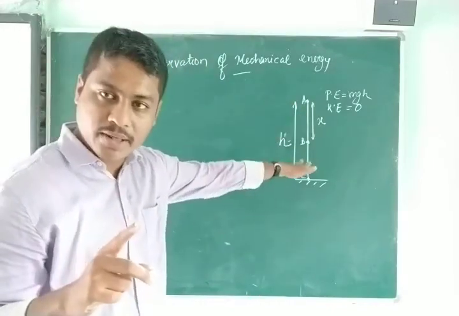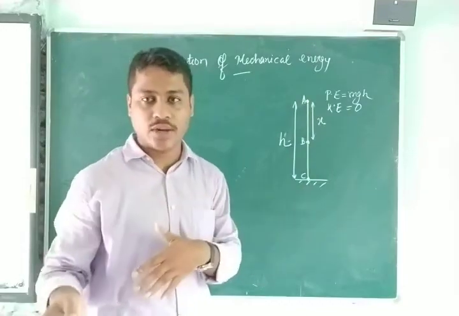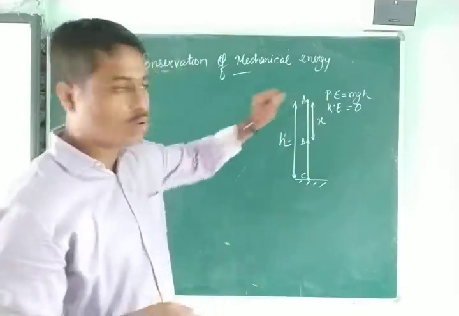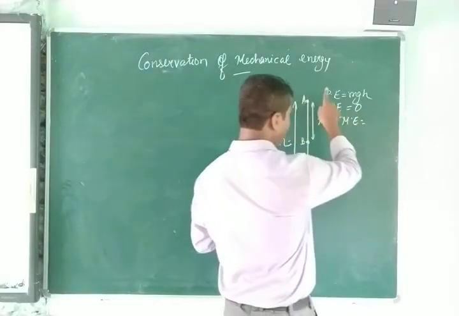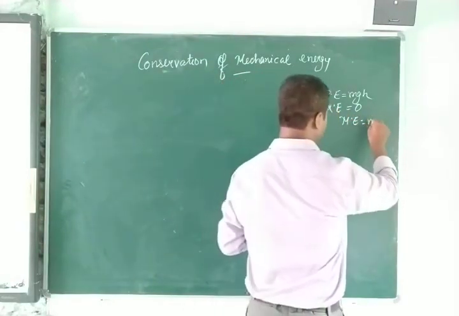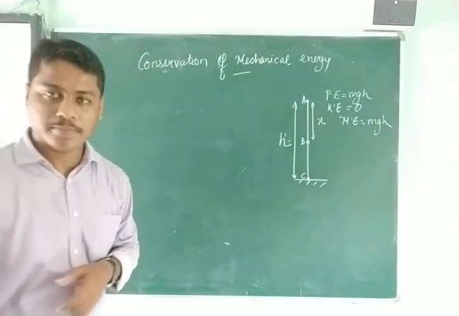So velocity will be 0. So half into m v square, half into m into 0, it will be 0. Total energy, if I want to calculate, that is the total mechanical energy, potential plus kinetic. What will you get? You will get the value equal to mgh.